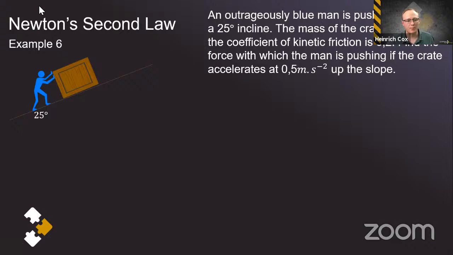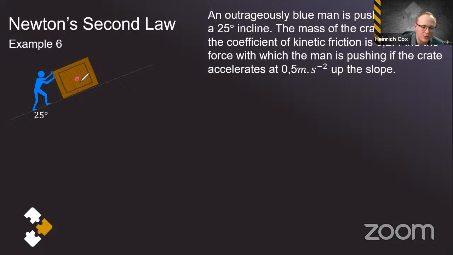For this example, we have an outrageously blue man, and he's pushing a crate up a 25-degree incline. The mass of the crate is 5 kilograms, and the coefficient of friction is 0.2. Find the force with which the man is pushing if the crate accelerates at 0.5 meters per second squared up the slope. Okay. So in this instance, they've given us the acceleration. We've got to find out how hard this guy's pushing.